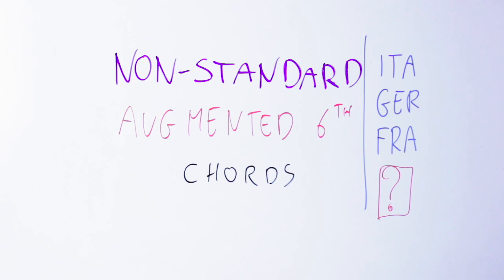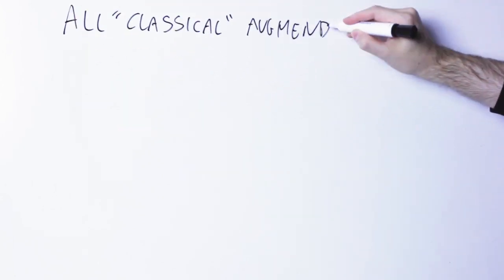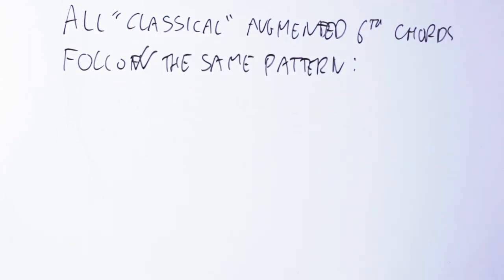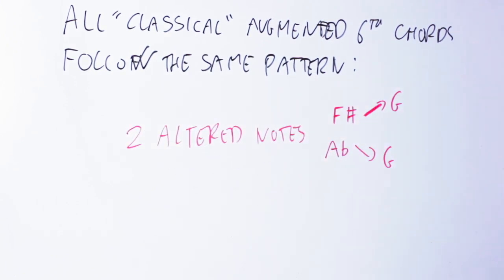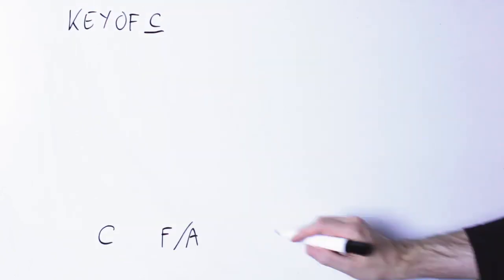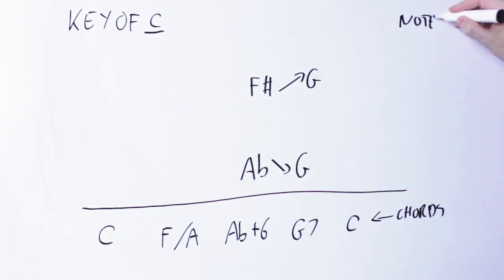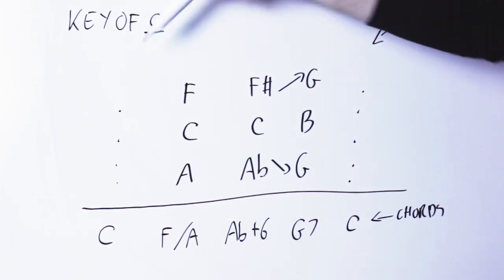And we are also going to see how to make those new sound options sound good in the context of your music. The classical augmented sixth chords all follow pretty much the same pattern. The important point is that there are two altered notes inside them, as we've seen in past videos. Very briefly, we can make an example like this. In the key of C major, we can play C major, F with a bass of A, the augmented sixth chord, G7 and back to C.